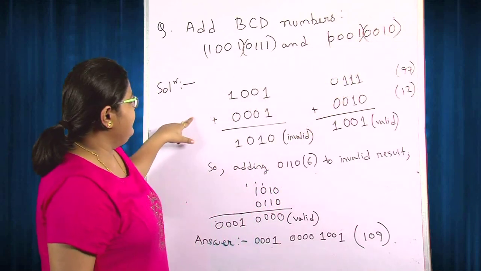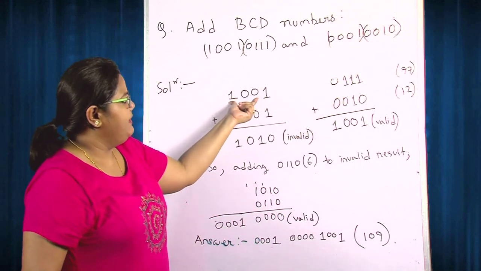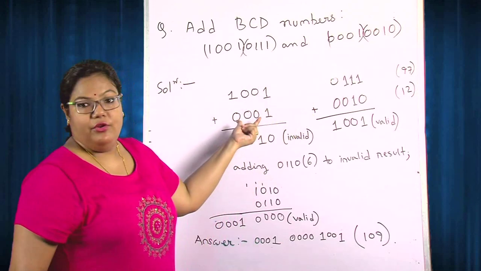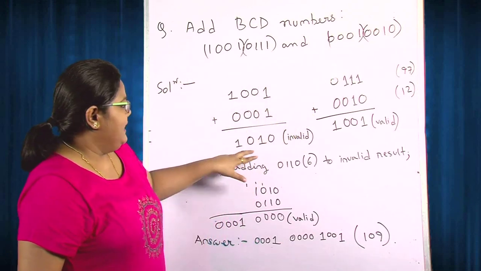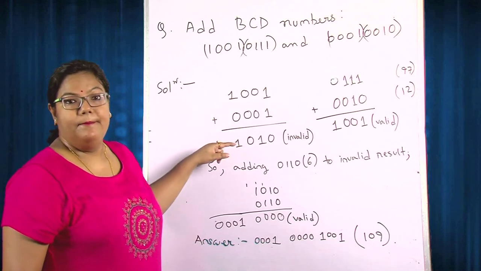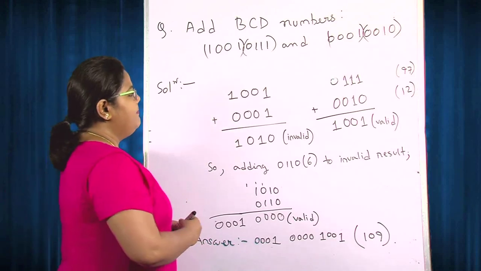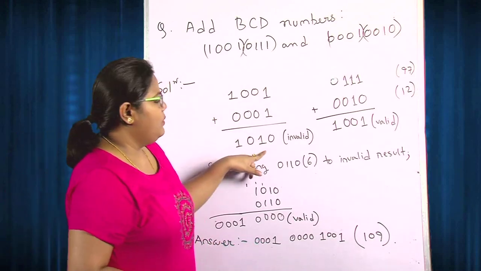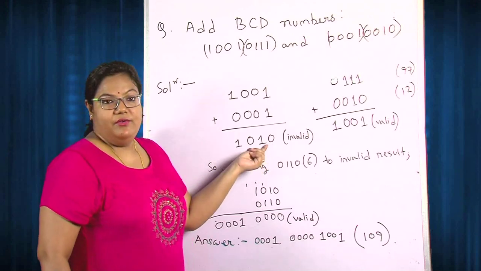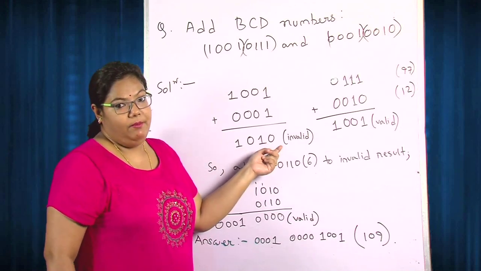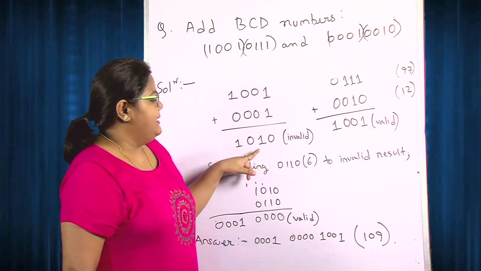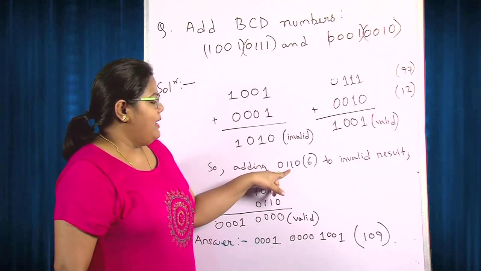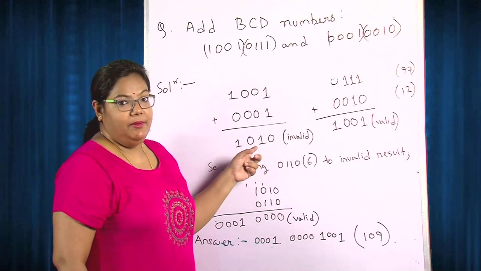So here we can see this 1001, we are adding it with this one, 0001. So now we get a result. This is simple binary addition. The result will be 1010. Now this 1010 is an invalid BCD form. So what we need to do is add 6, that is 0110, to this number.